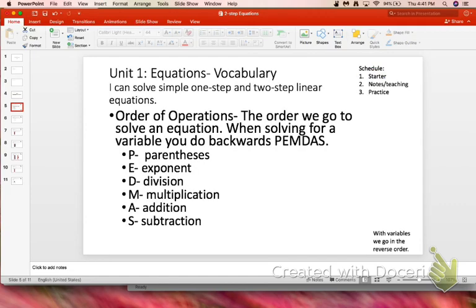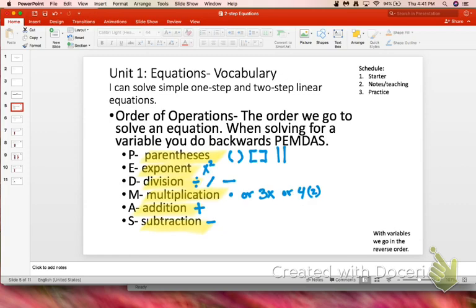So in class, we talked about the different order of operations, things that we'll be using in class, but I want you to understand something really important. You need to write in parentheses, exponent, division, multiplication, addition, and subtraction for your PEMDAS. So I have written out some examples of each type of thing.